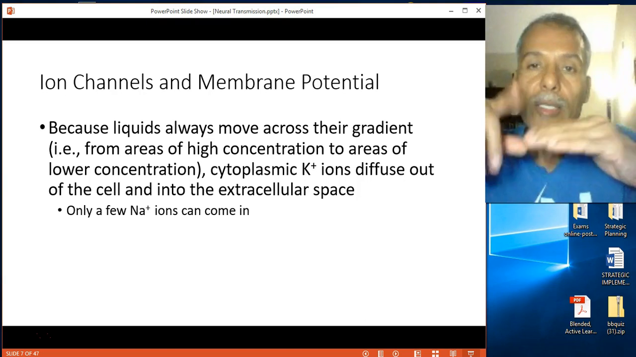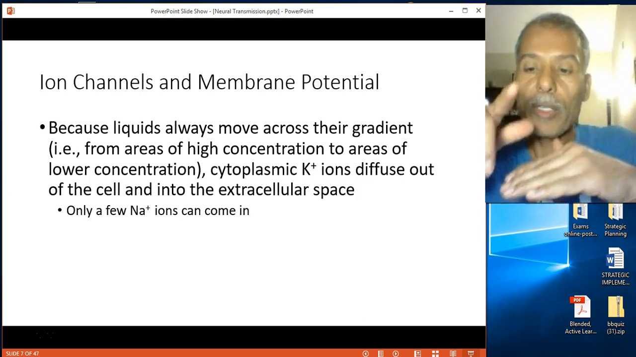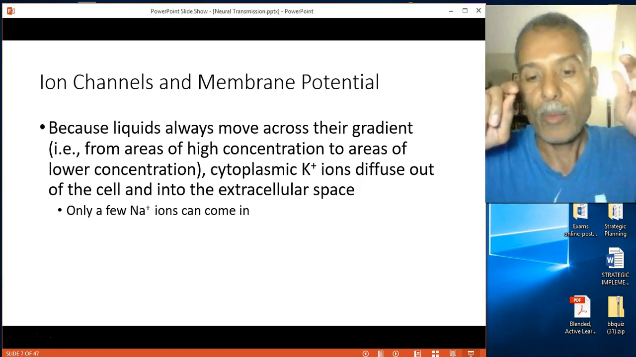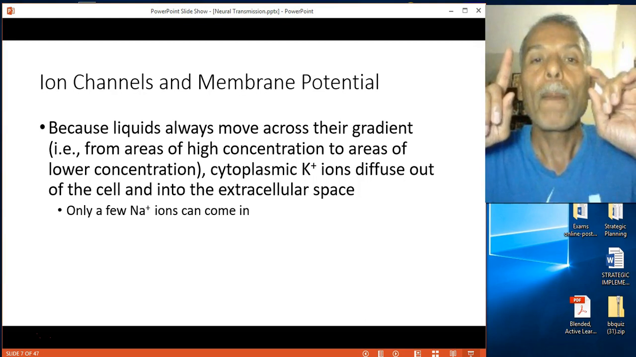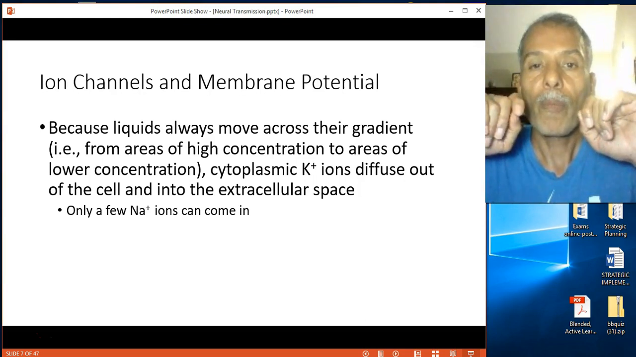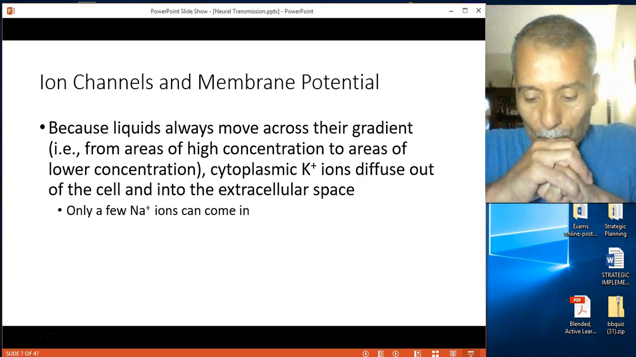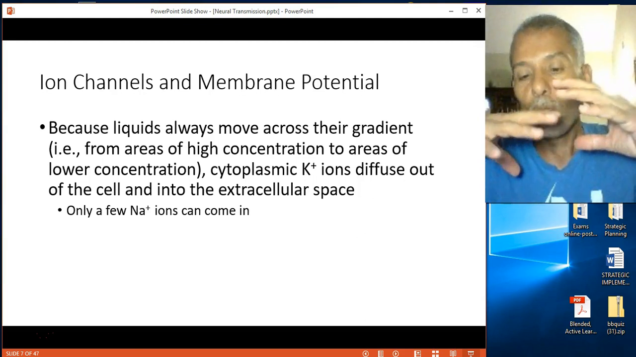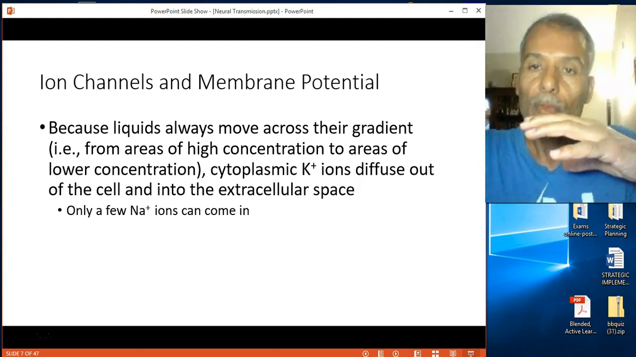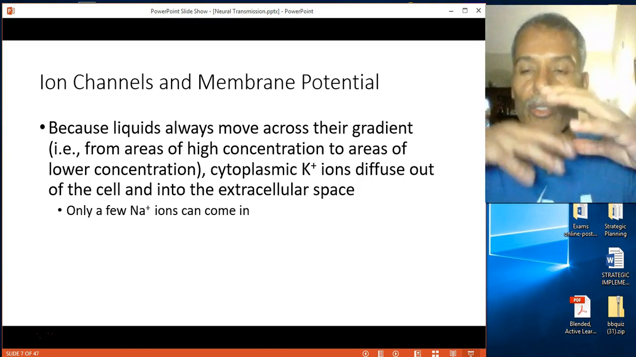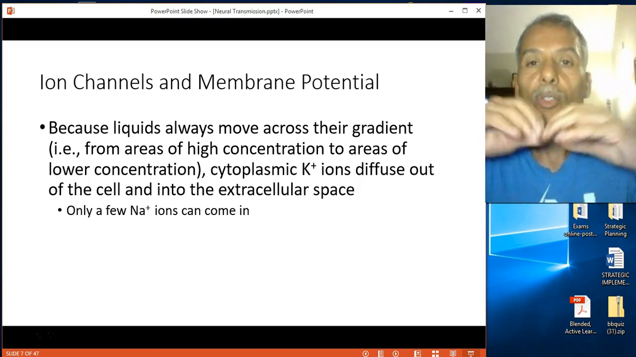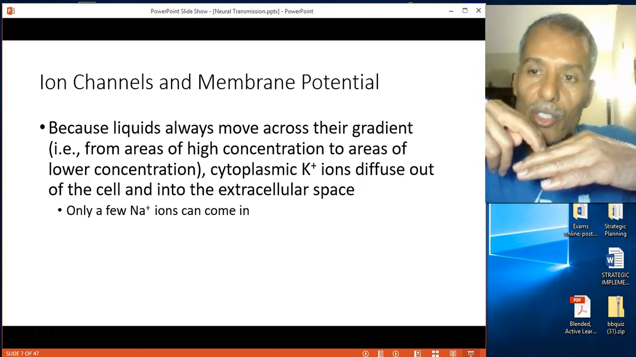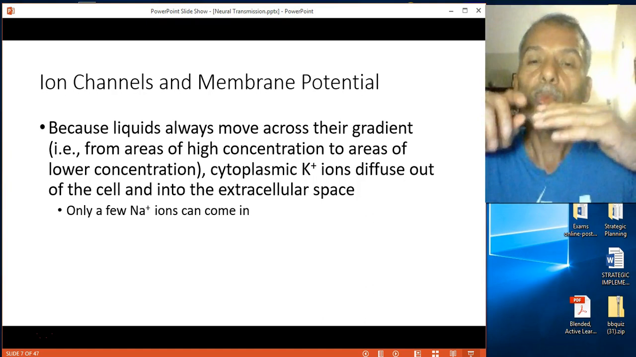As ions move in and out of the cells, remember, every ion, sodium or potassium, is positively charged. So in that case, it wants to move from areas of high concentration to areas of low concentration. So the situation always prefers that sodium goes in when it has a chance, and that potassium goes out when it has a chance.